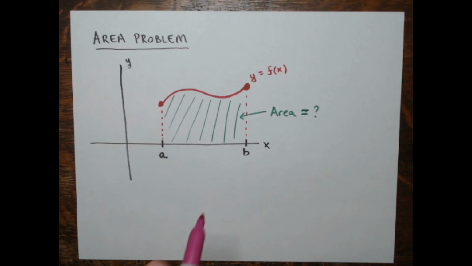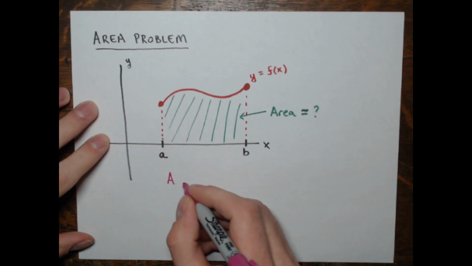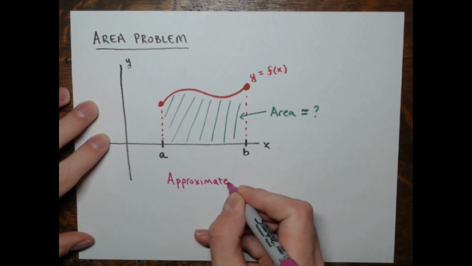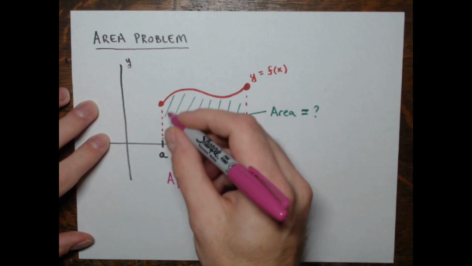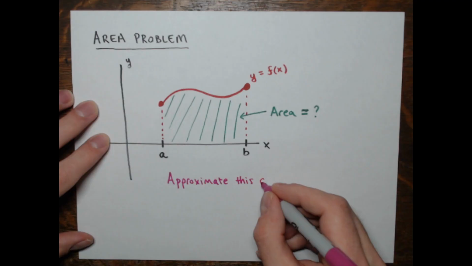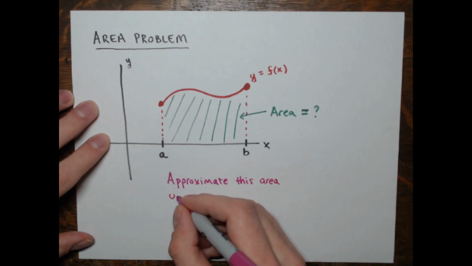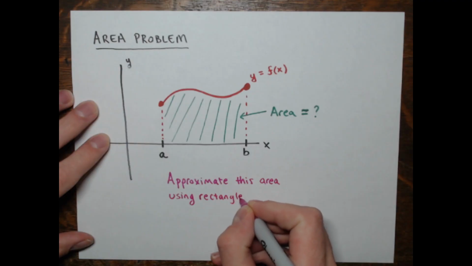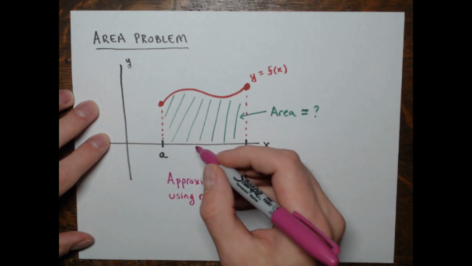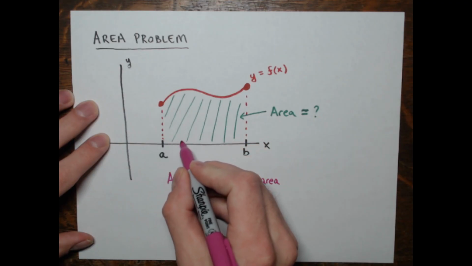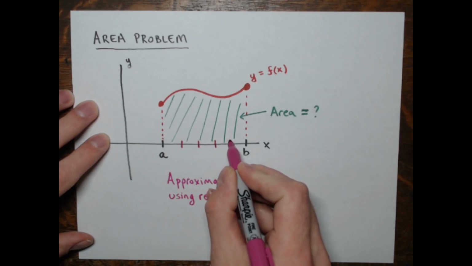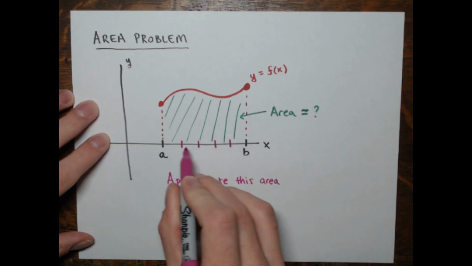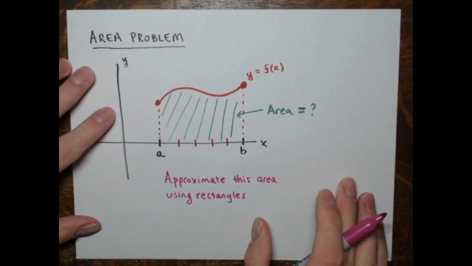So what we do is we estimate this area. We're going to approximate it using rectangles. So what's happening is the interval from A to B is broken up into pieces. So say I've got 5 pieces here, and it doesn't have to be 5.